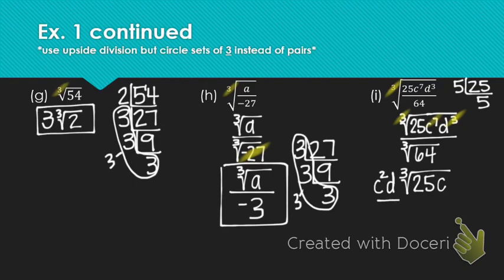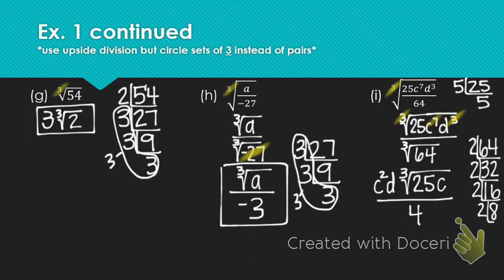Now, the denominator, cube root of 64. Anybody know off the top of their head if that is a perfect cubed root? It is. Does anybody know what it is? 4 times 4. It is a 4. Very good. Again, you're like, Miss Johnson, I can't do it in my head. Okay, that's fine. Upside down division. 2 goes into 64 32 times. 2 goes into 32 16 times. 2 goes into 16 8 times.